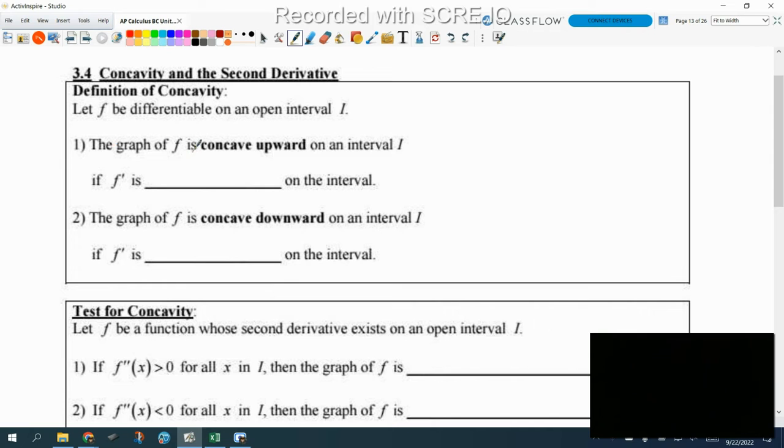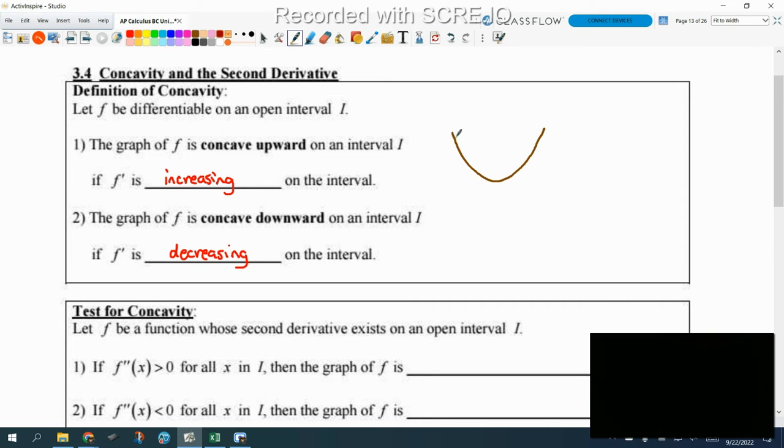So we would say the graph is concave up on an interval I if f prime, okay, so this is referring to the first derivative now, not the second derivative yet, but if f prime is increasing on the interval. All right, and then we would say the graph of f is concave down on an interval if f prime is decreasing on the interval. All right, and so this makes sense if you think about what a concave up graph looks like.